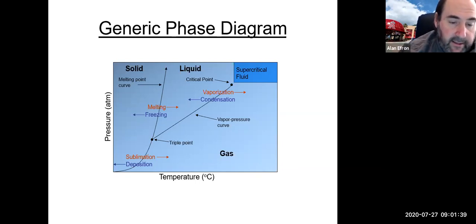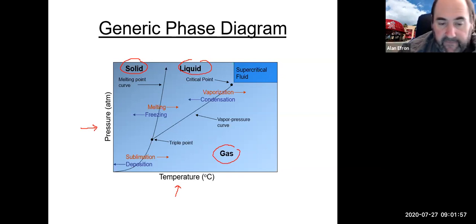So let's take a look at a generic phase diagram and some of the important points on it. First off, on the Y you have pressure, on the X you have temperature. Going from left to right is typically our solid, our liquid, and then our gas phases. So if you go left to right, those are the different phases.